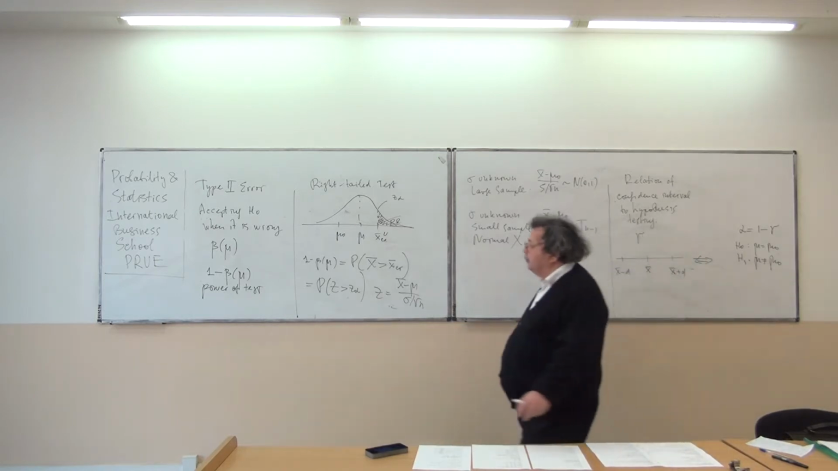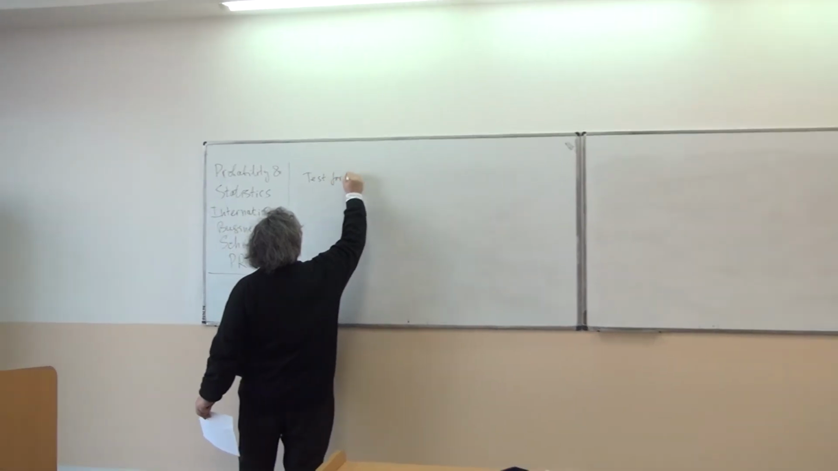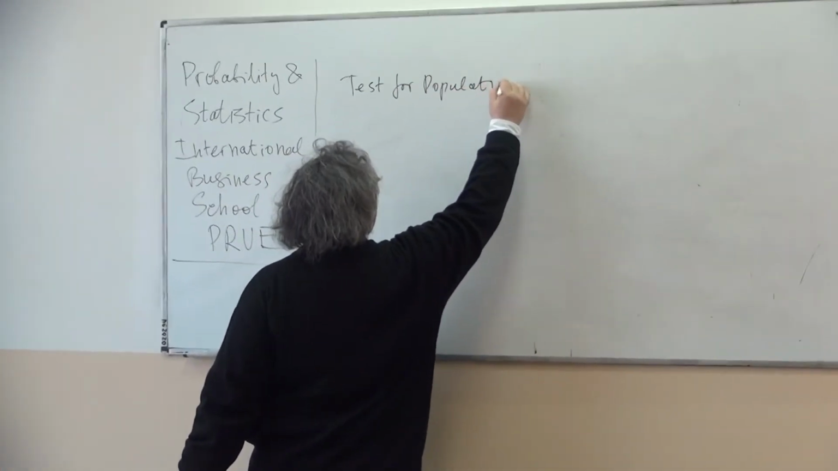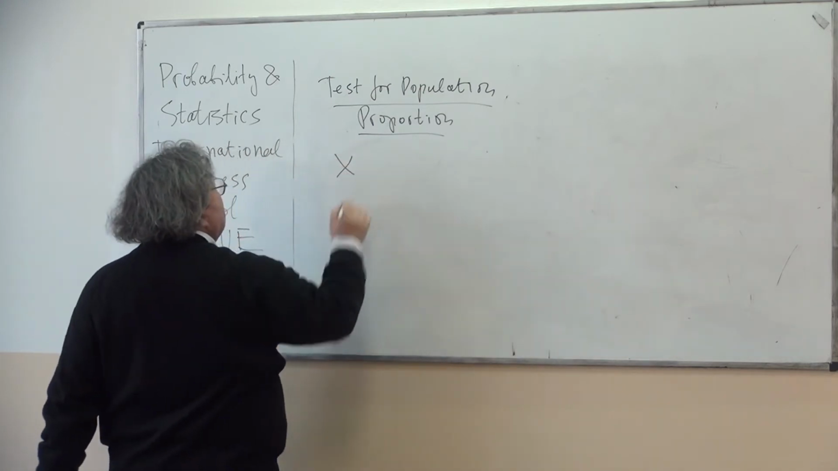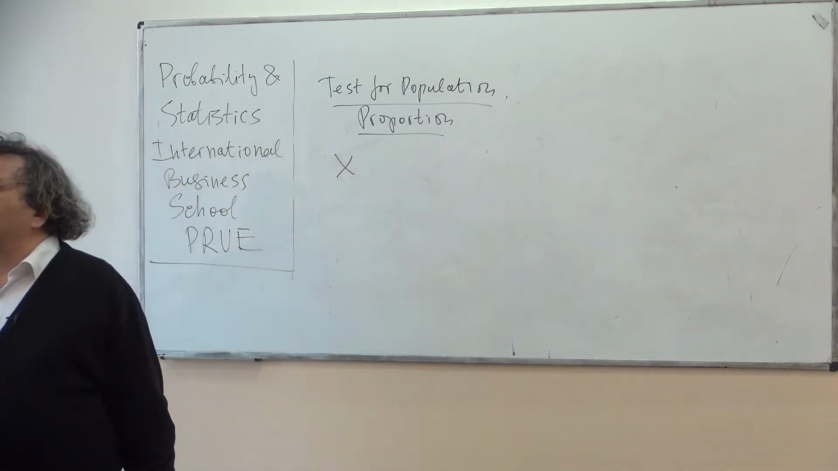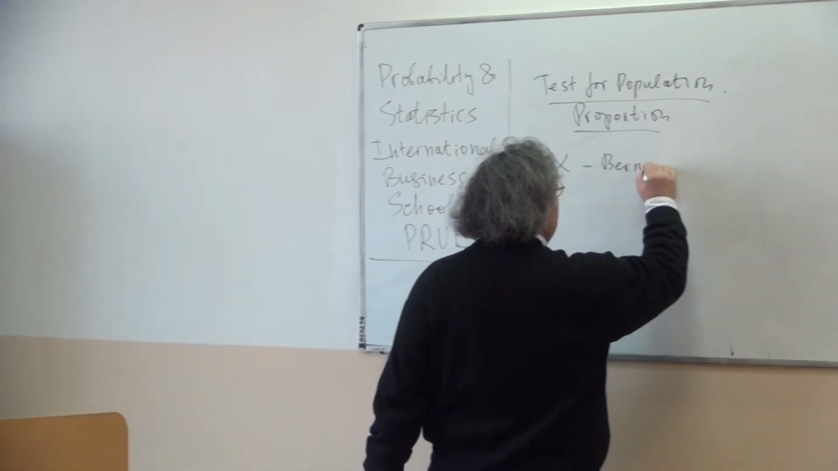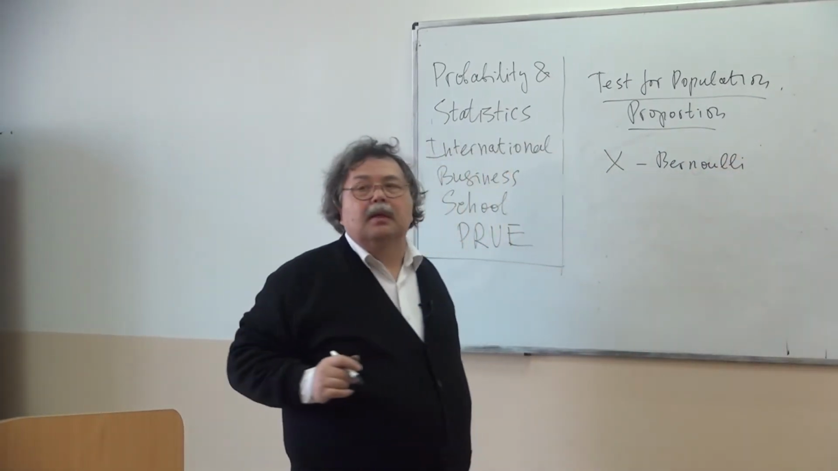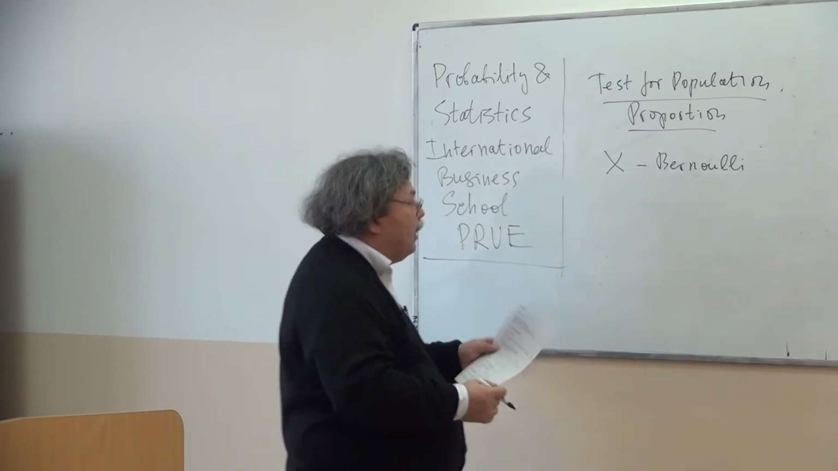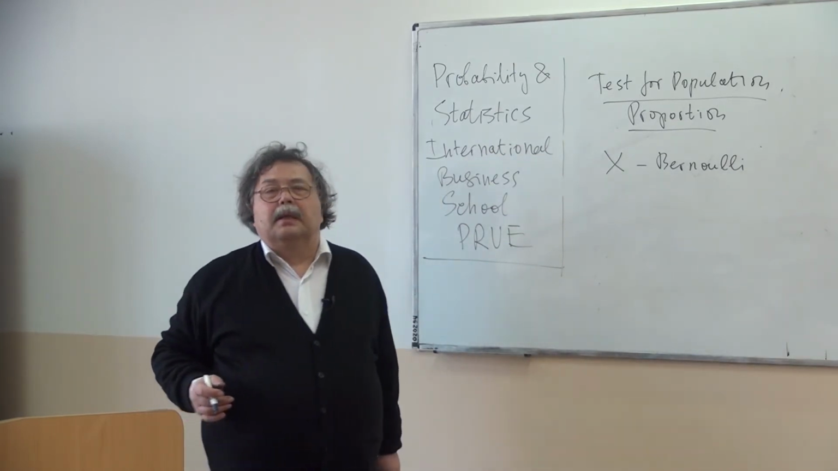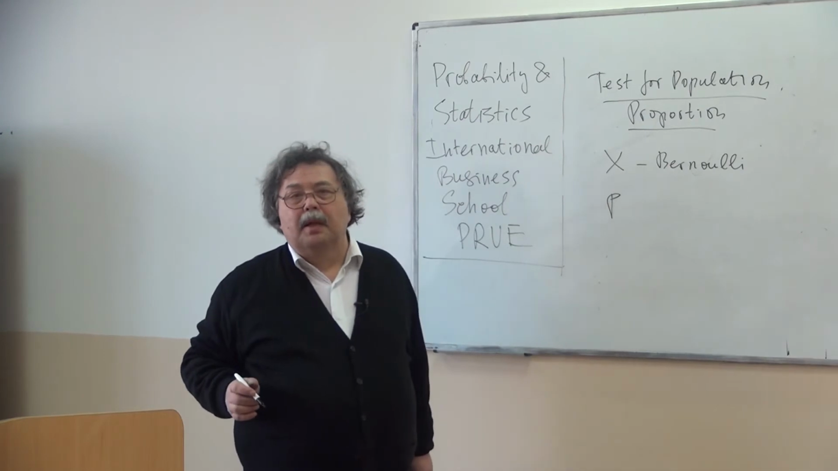Test for population proportion. So, suppose X, the population variable, is of Bernoulli type, which means that X can only take one of two values, 0 or 1. 1 is traditionally called a success. And there is this probability P of success associated with this variable. And P is not known.